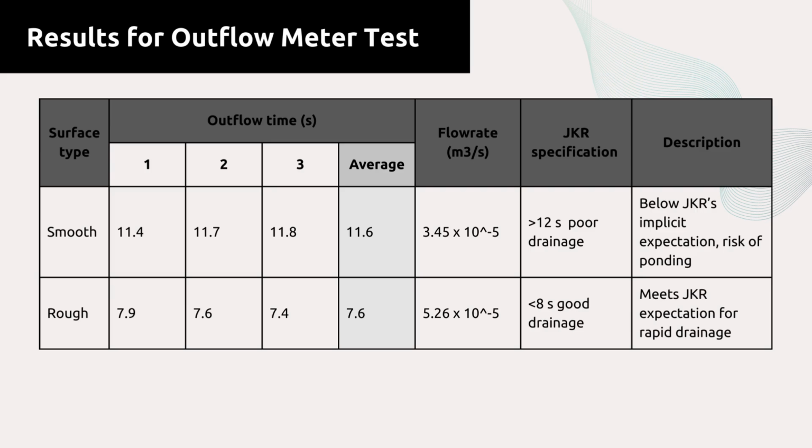The outflow meter test shows that the smooth surface has an average outflow time of 11.6 seconds with a flow rate of 3.45 times 10 to the power of negative 5 meter cube per second. This indicates slower drainage and a potential risk of water ponding based on JKR guidelines. In comparison, the rough surface records a shorter outflow time of 7.6 seconds and a higher flow rate of 5.26 times 10 to the power of negative 5 meter cube per second, which meets the JKR requirement for good drainage. Overall, the rough surface demonstrates better drainage performance than the smooth surface.